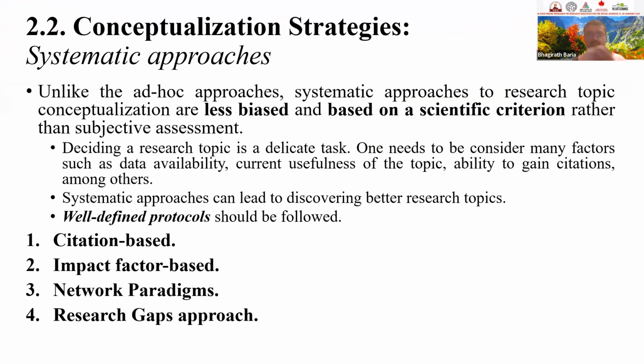So what are the systematic approaches? We look at some of the major systematic approaches. The idea behind systematic approaches is that they are much less biased because you take into account multiple paradigms, ideologies, and perspectives. So the bias is reduced considerably, and they are based on a scientific criterion. The logic behind choosing a topic in a systematic approach is based on well-defined scientific criteria rather than on ad hoc personal beliefs, intuitions, or subjective ideas.